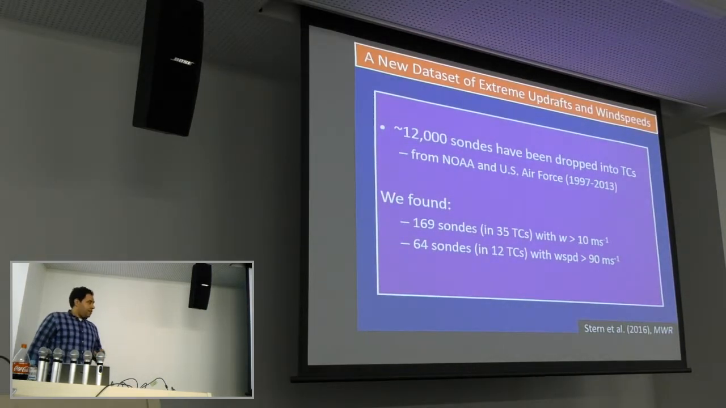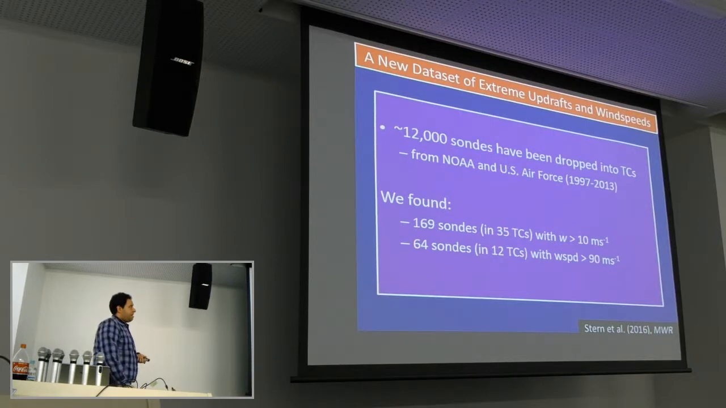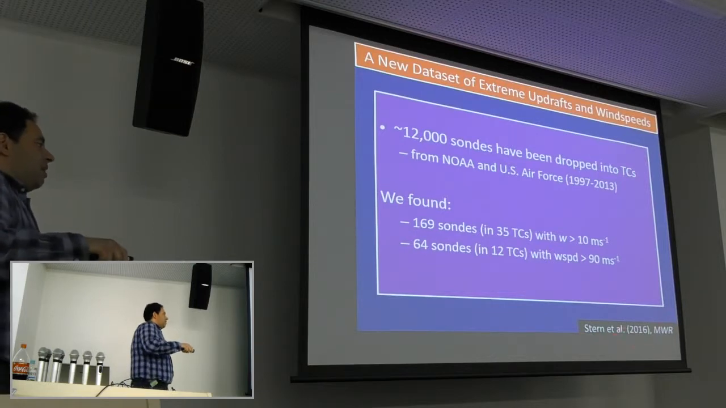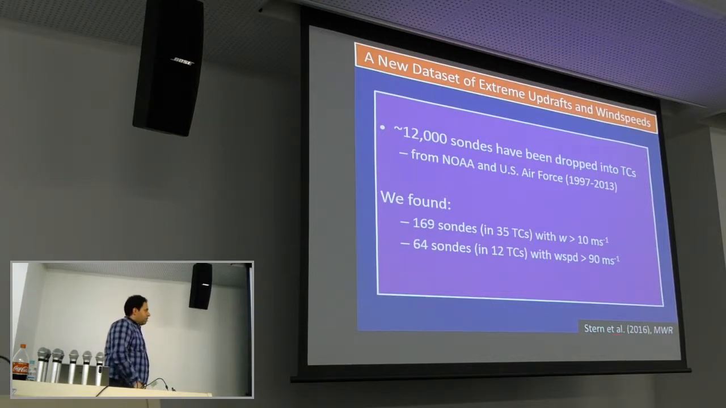So that's an example profile, but what I did is I tried to study this more systematically by creating a data set of the most extreme updrafts and wind speeds sampled by dropsondes in tropical cyclones. And this is described in this 2016 paper in Monthly Weather Review. So the data set is from 1997 to 2013, and in that time period, about 12,000 dropsondes have been dropped into tropical cyclones from NOAA and U.S. Air Force flights.